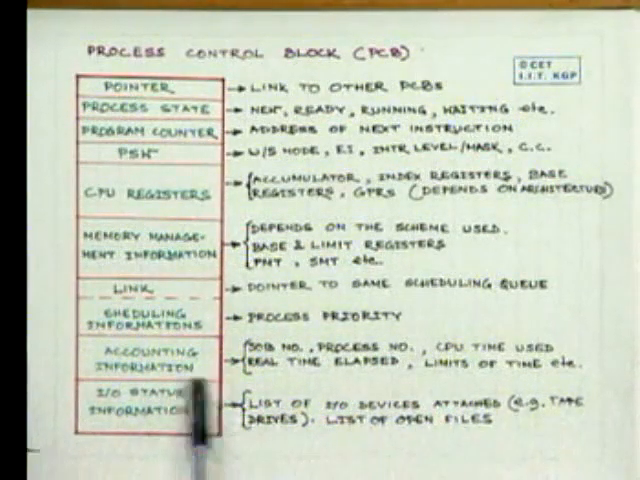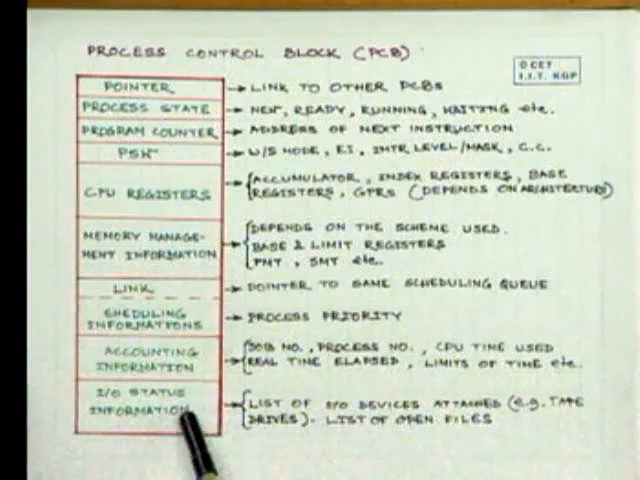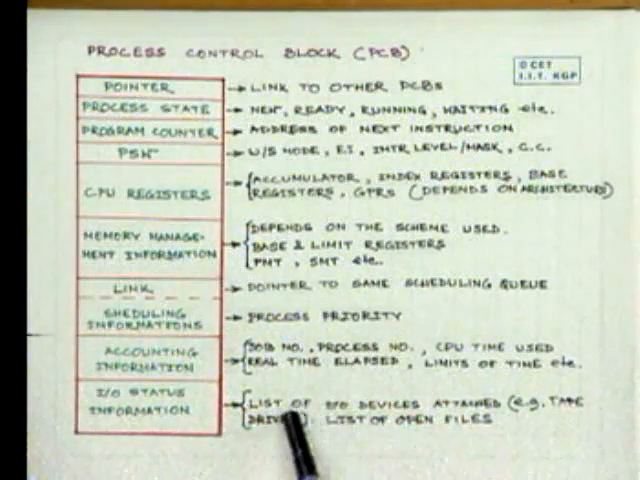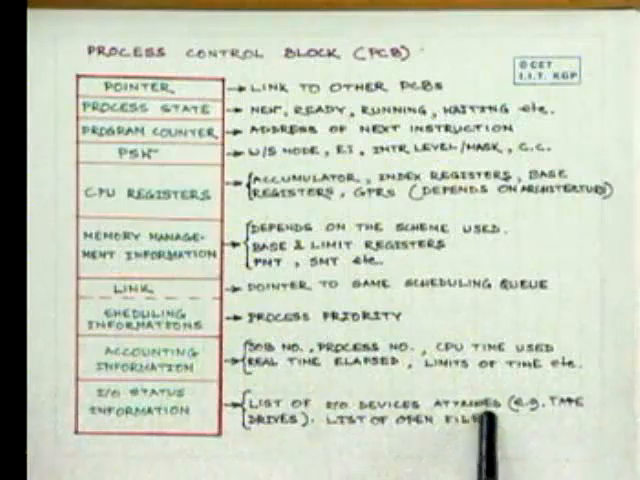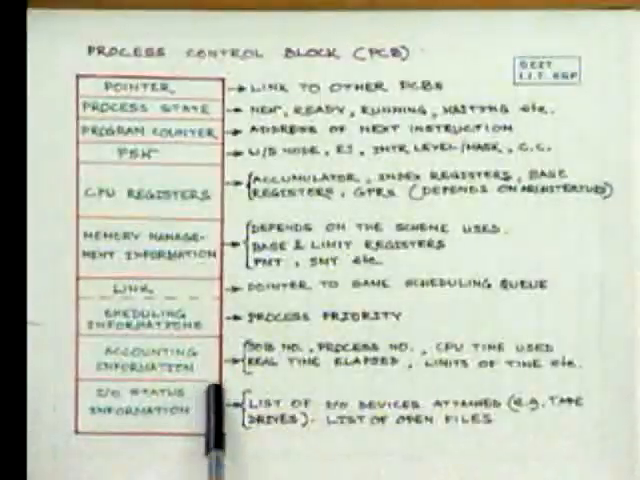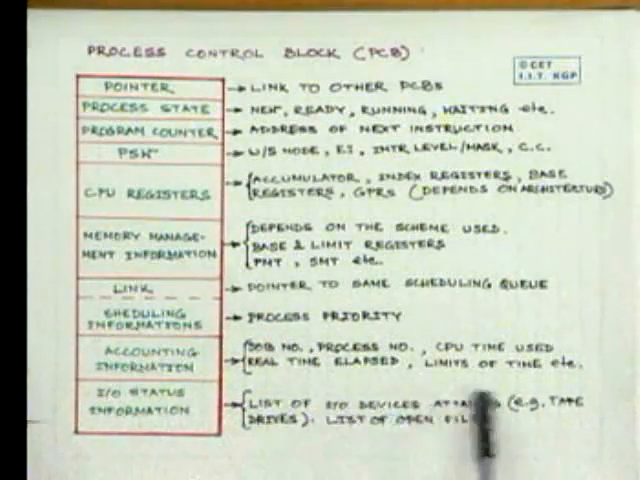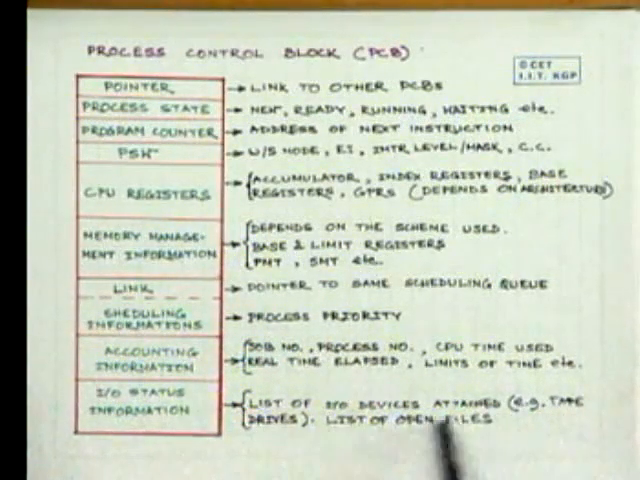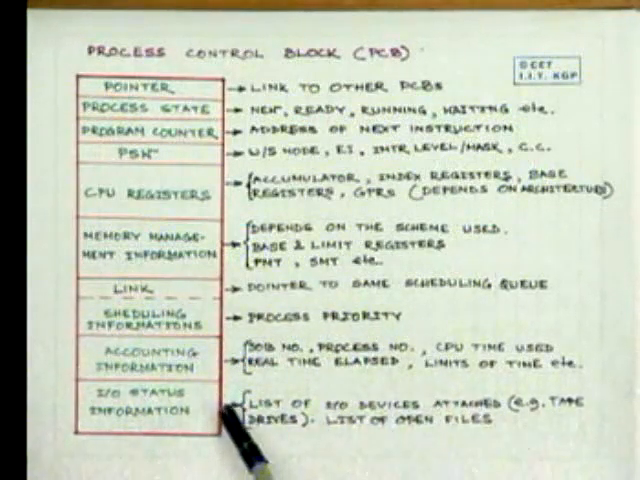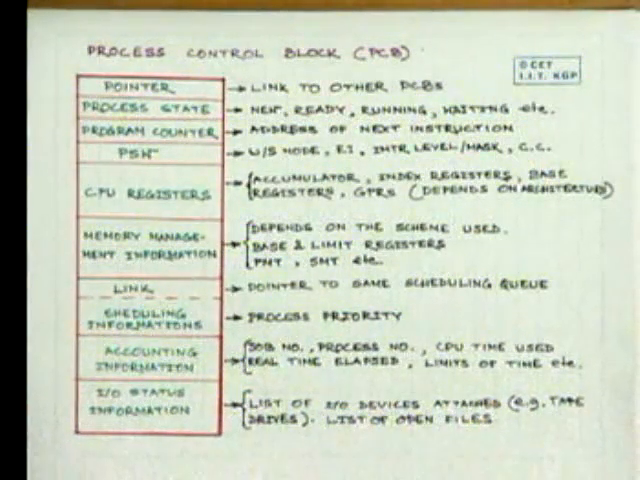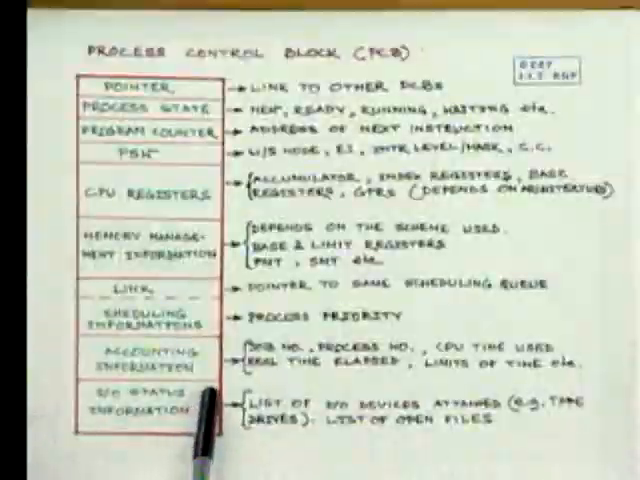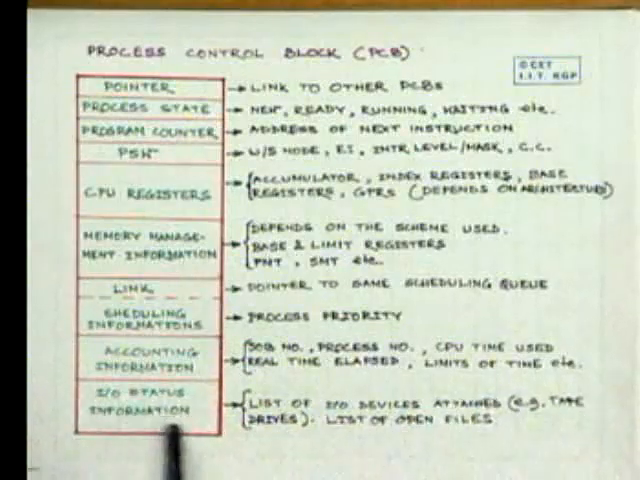Then I/O state information is also kept in the PCBs. For example, what is the list of I/O devices that are attached? The process may be using magnetic tapes, so the list of tapes attached to this process is kept. Then the list of open files, for example, the process may be using many files in the secondary storage, including database files. That information is kept in the I/O status information.